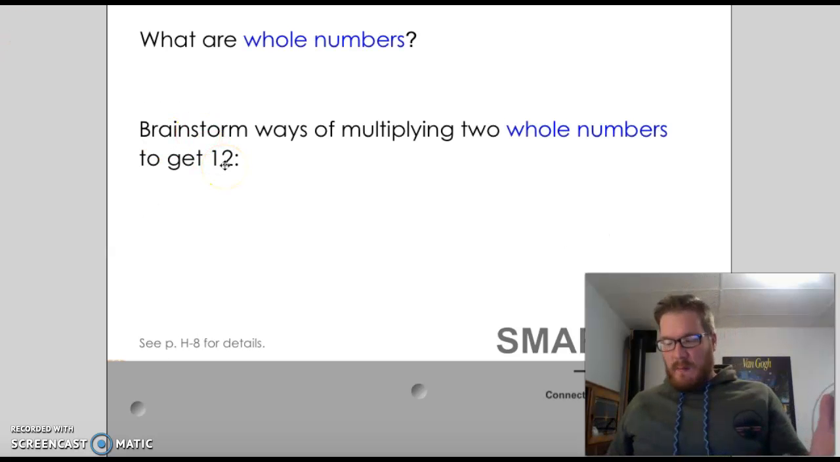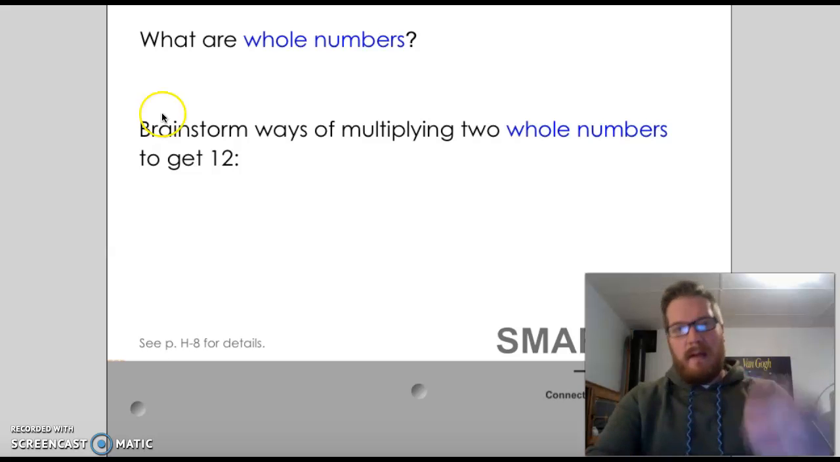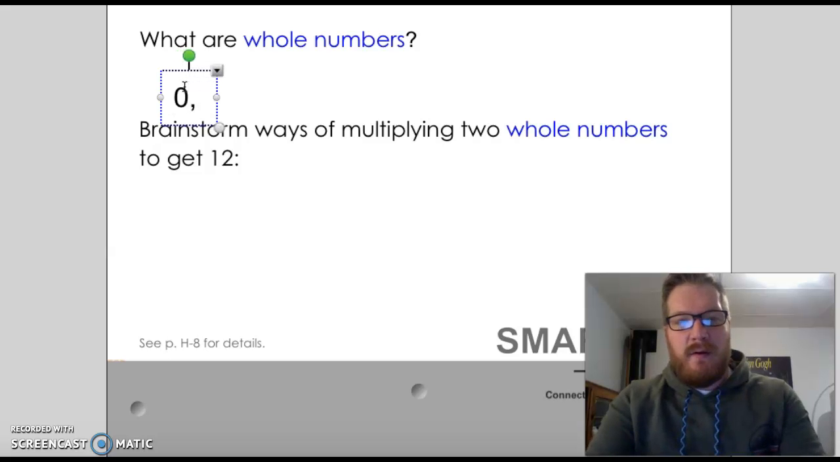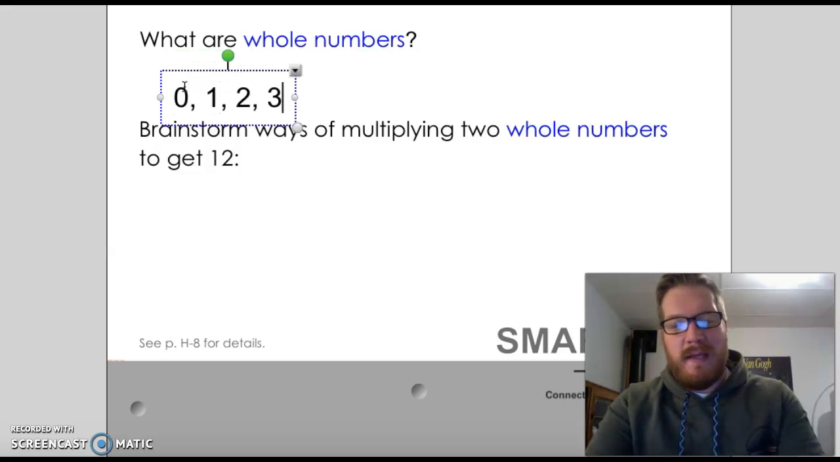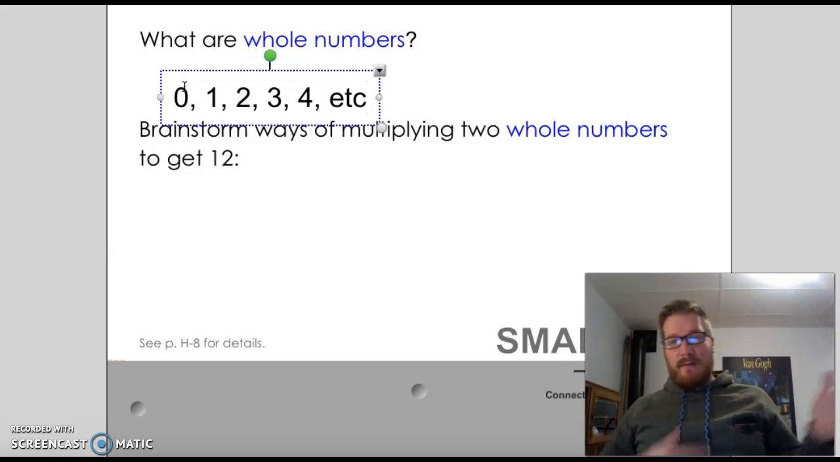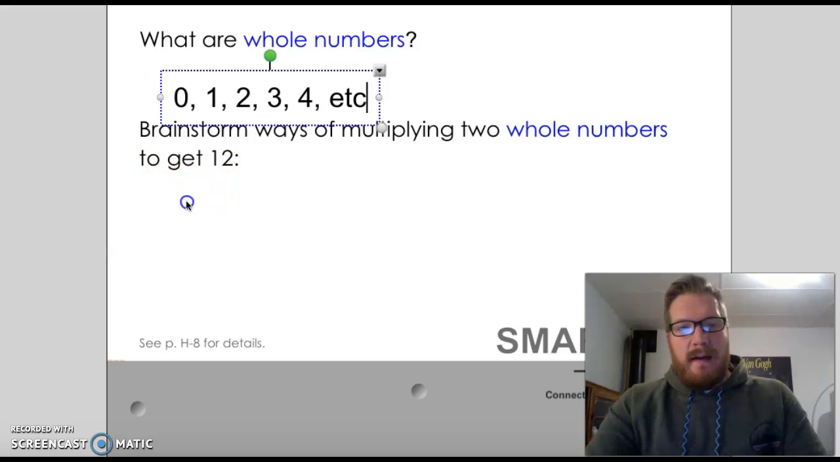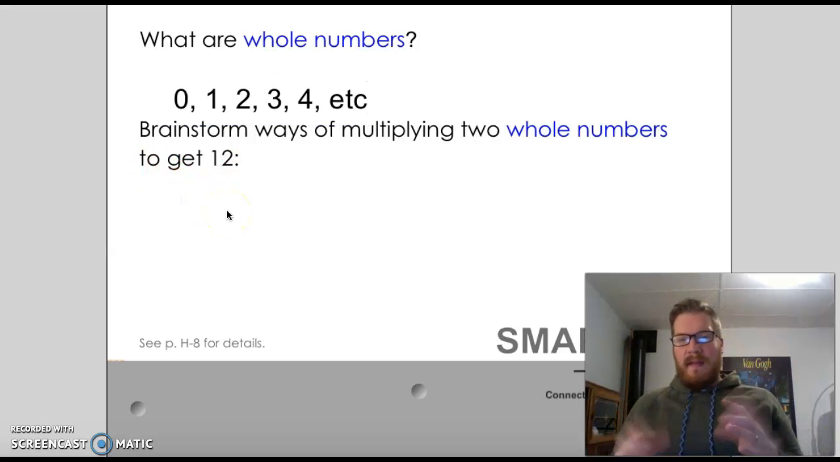So the first question we start with is, first of all, just what are whole numbers? Whole numbers are numbers like 0 or 1 or 2 or 3 or 4, etc., and on up and up and up. So it starts at 0 and works its way on up. No decimals, nothing like that, but those are all the whole numbers. And so when we think about factors, we have to use whole numbers. So then the next question is to brainstorm ways of multiplying two whole numbers to get 12.